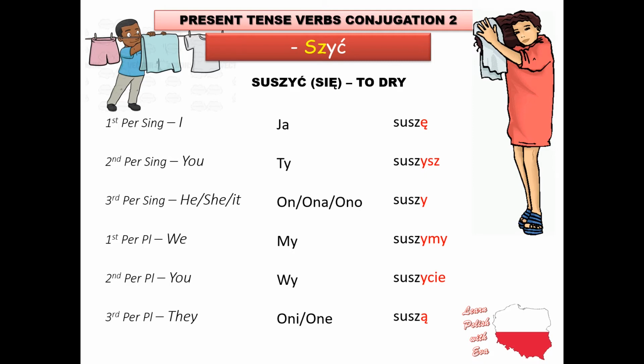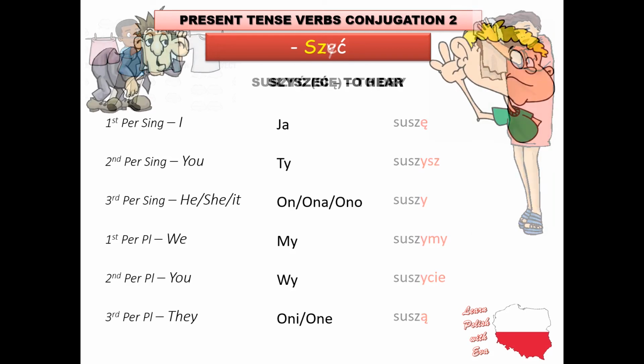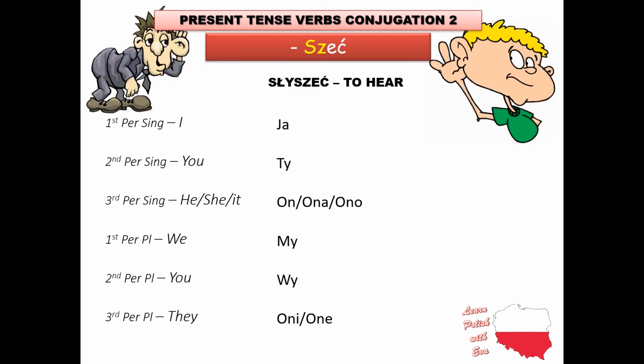Next verb with the endings of szeć is słyszeć, which means to hear. So we take off the ć, we also take off the e because in group 3 we take off the last two letters, and we are left with the stem słysz.